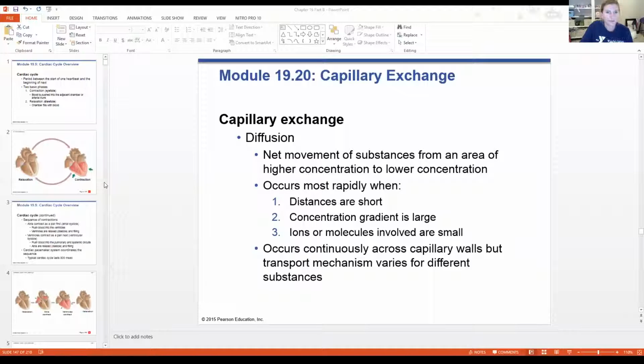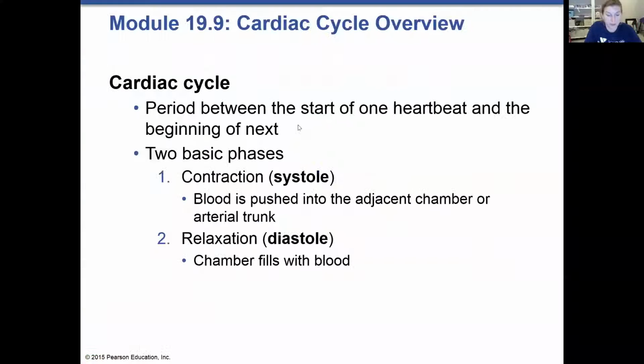Let's go ahead and pick up where we left off with chapter 19, and we are moving into the capillary exchange. This is so cool. This part of the chapter is really interesting in how this diffusion through the capillary network works. So obviously diffusion is the net movement of substances from areas of high concentration to areas of low concentration.